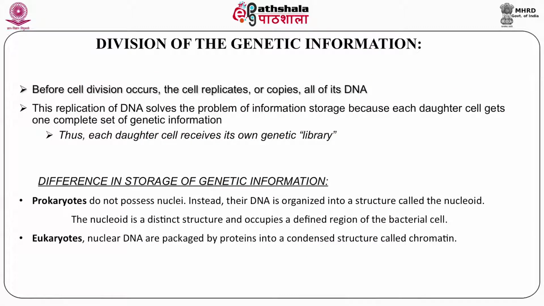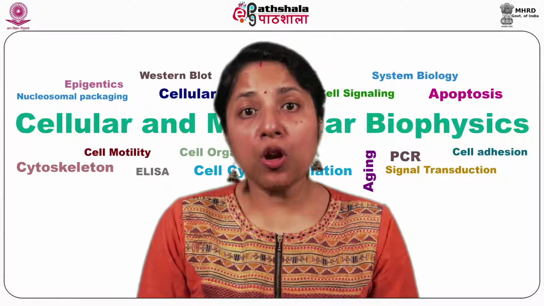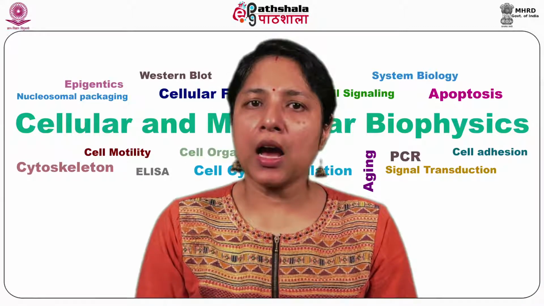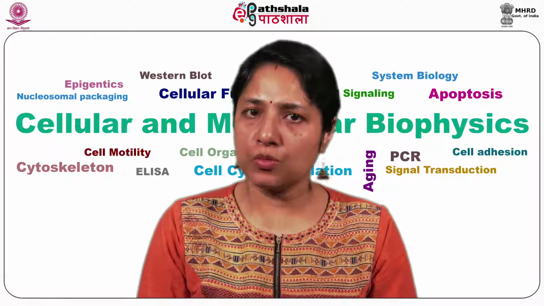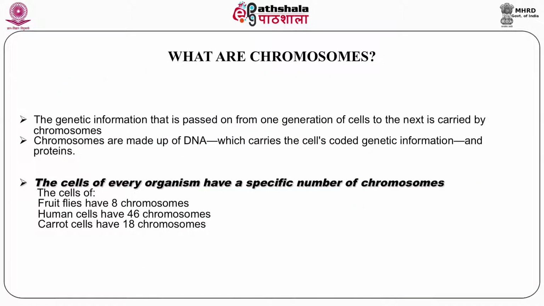Eukaryotes, on the other hand, have nuclear DNA packed by proteins into a condensed structure called chromatin. Now, what are chromosomes? The chromatin undergoes further condensation to form the chromosomes. This allows the very long DNA molecules to fit into the cell nucleus. The structure of chromosomes and chromatin varies through the cell cycle.